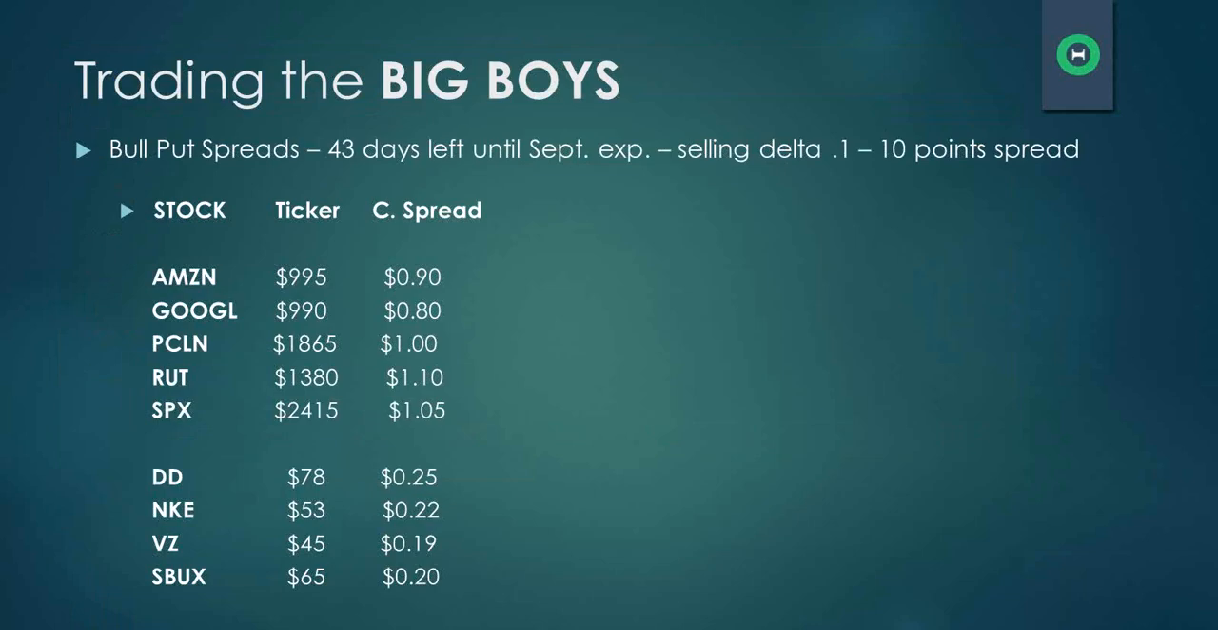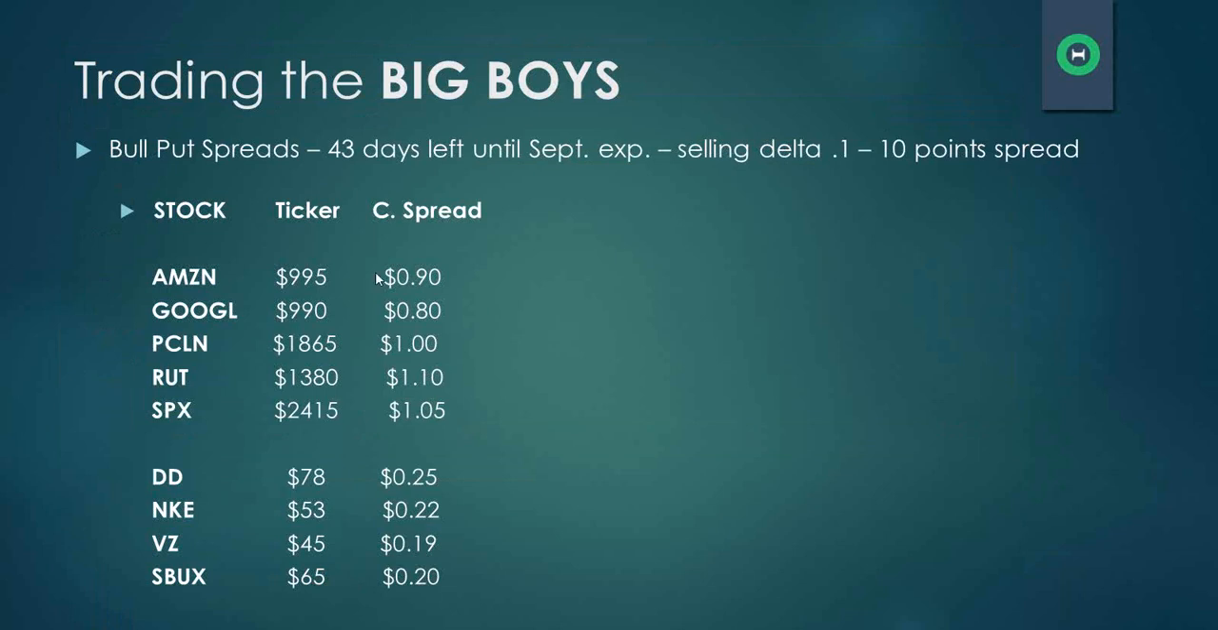Now the last thing I want to talk about on credit spreads is you can set up credit spreads on any stock. But the cheaper, the less expensive the stock, the less credit you will get. Therefore, I trade the big boys. I trade Amazon, Google, Priceline, the Russell 2000 indices, and the S&P 500 indices.